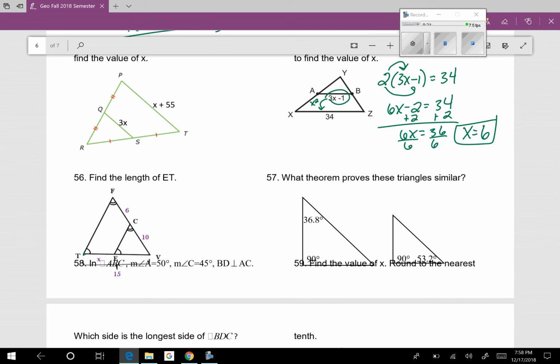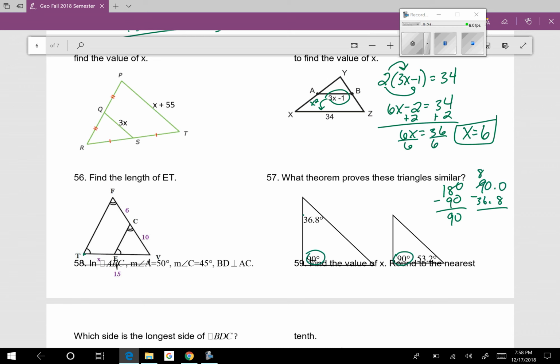So it says, what theorem proves these triangles similar? Well, all they give us information about is the angles. We can see both of them have a 90, so now we need to subtract 2 of the angles from 180 and see if it gives us the other angle in the second triangle. So 180 minus 90 is 90. Then we'll do 90.0 minus 36.8, and we should get 53.2 if they are similar.